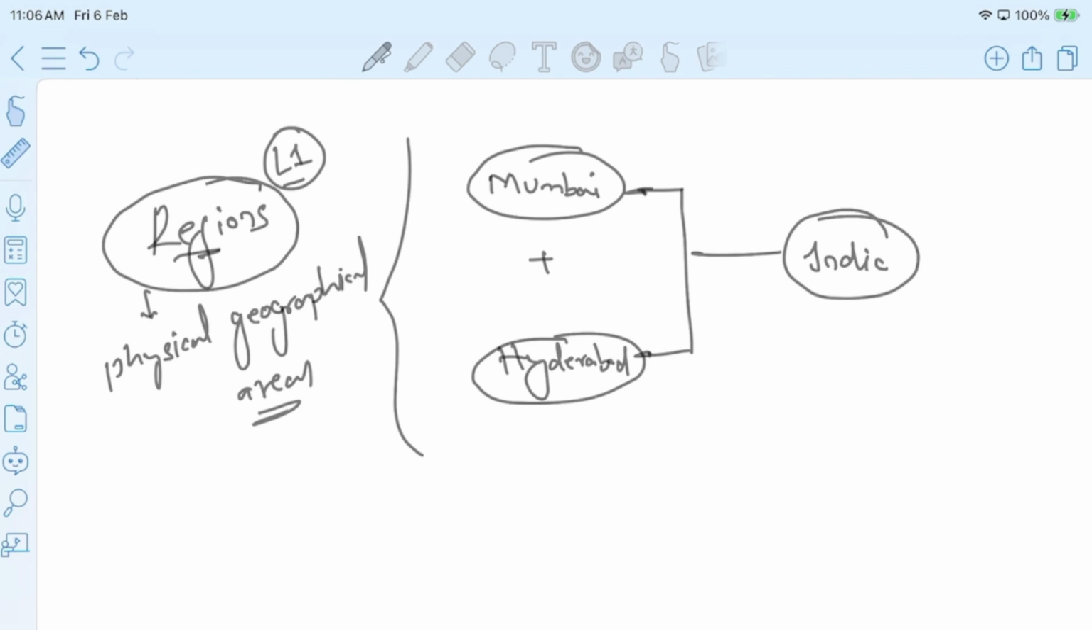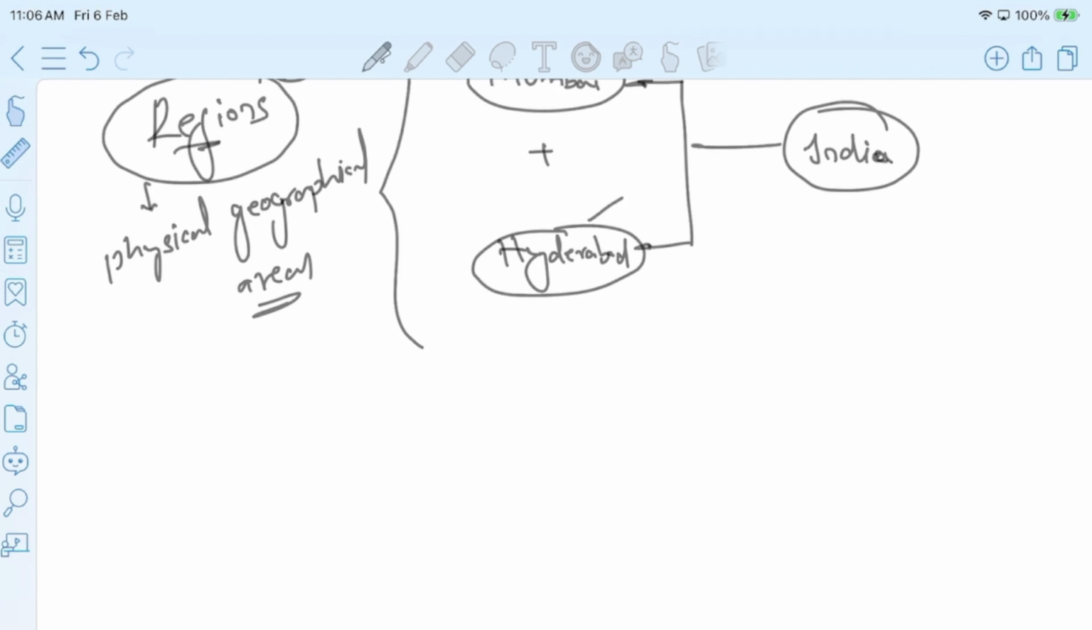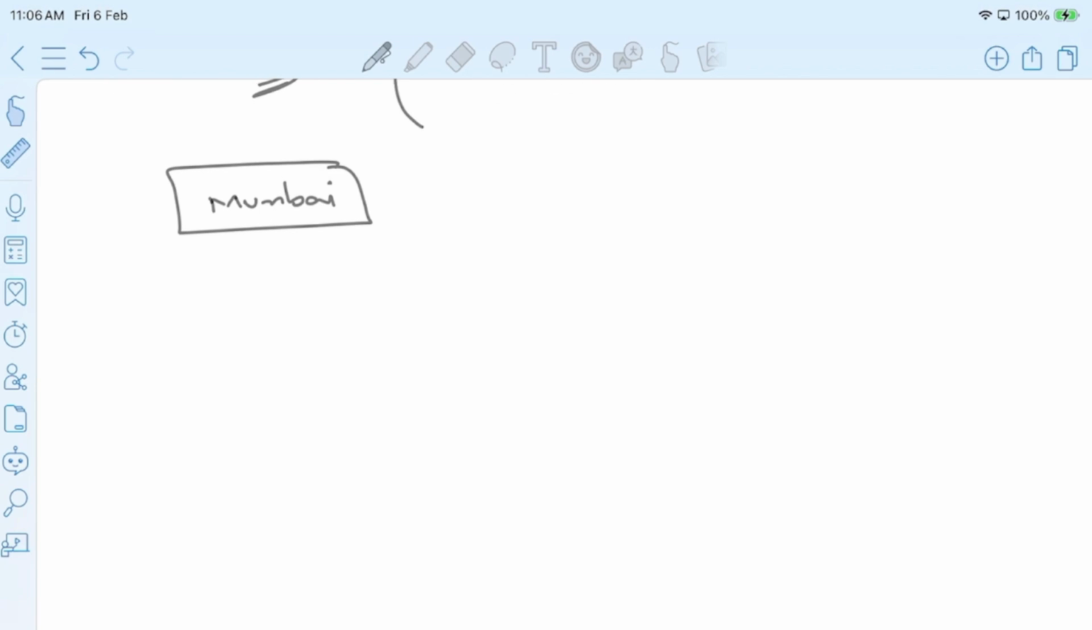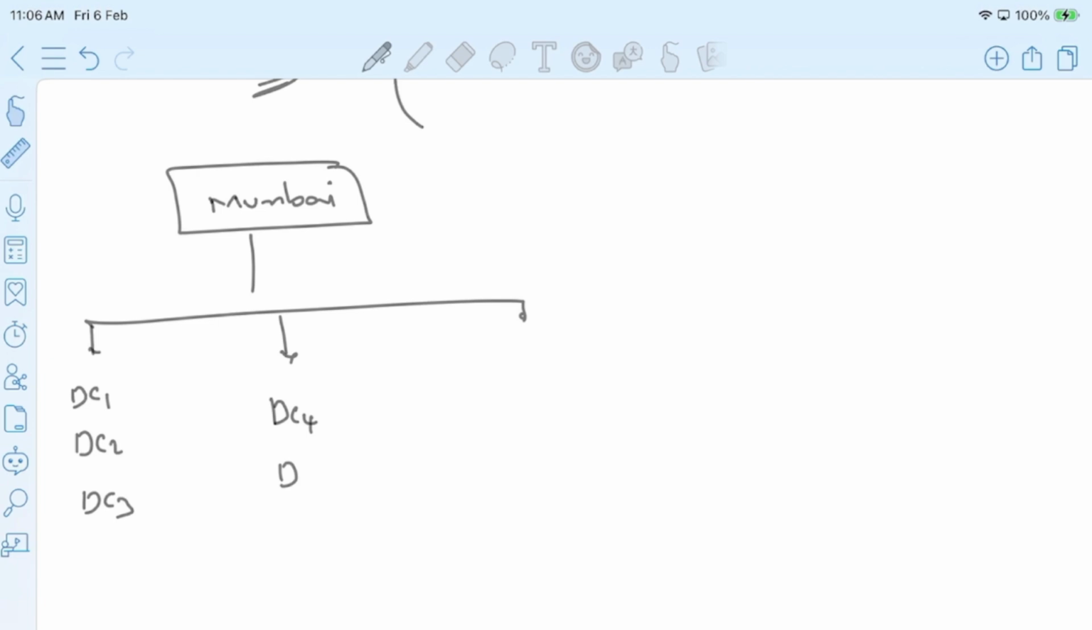So AWS came to India. They selected these two regions, the physical geographical locations, Mumbai and Hyderabad. Within Mumbai, they started setting up many data centers. Data center 1, data center 2, 3. They started setting up many data centers.